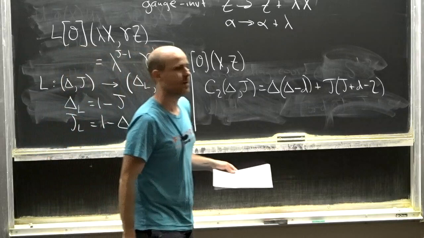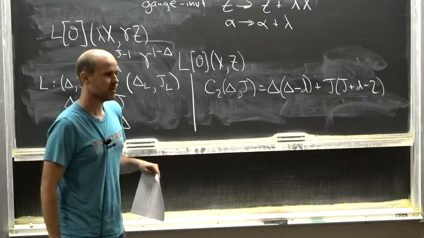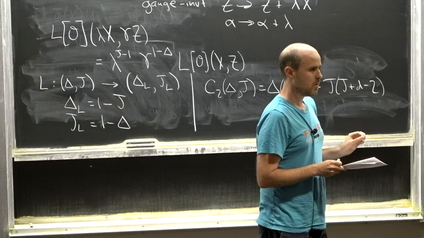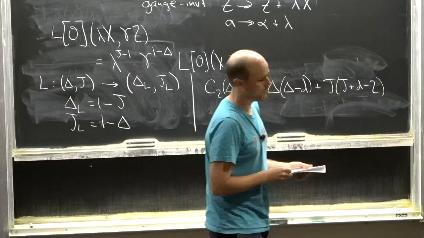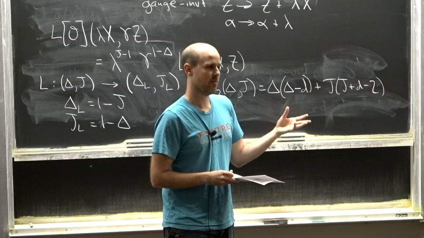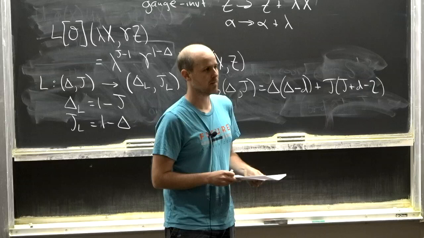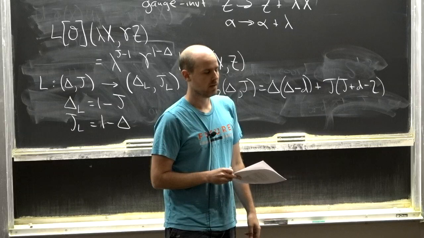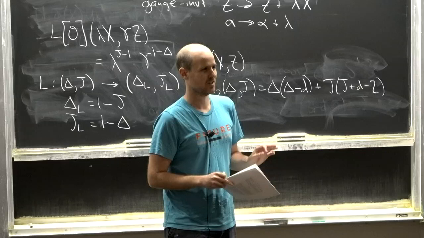So the question is, are the two representations isomorphic to each other? The answer is no, except at special deltas and j's. The case in which this thing is an isomorphism is when deltas and j's are on the Lorentzian principal series. So delta has to be on a particular complex line, and j has to be on a particular complex line. When that happens, L is actually invertible. It squares to 1. But in general, it's not invertible. I'm leaving out a little bit of subtleties that you can ask me afterwards.